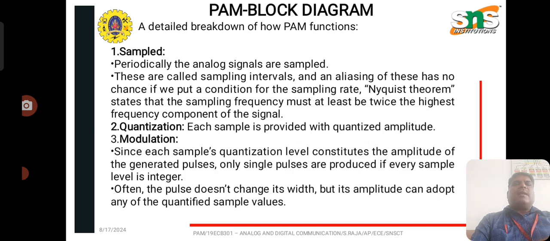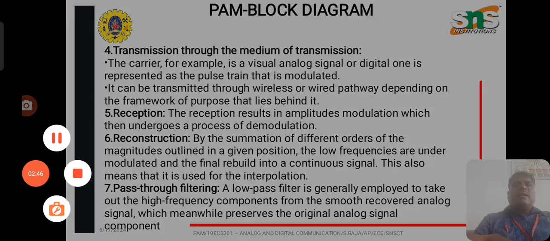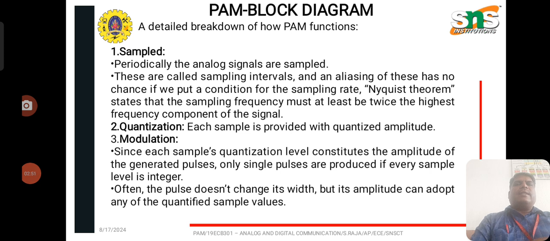There are important blocks in pulse amplitude modulation. The first one is sampling, the second one is quantization, and the third one is modulation. The fourth one is transmission through a medium, then reception, reconstruction, and pass-through filtering. All these steps are used to convert an original analog sine wave into discrete pulses of waveform. These pulses of waveform are the major source in converting an analog signal into a digital signal.